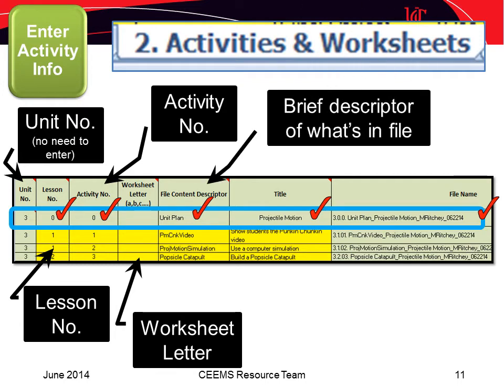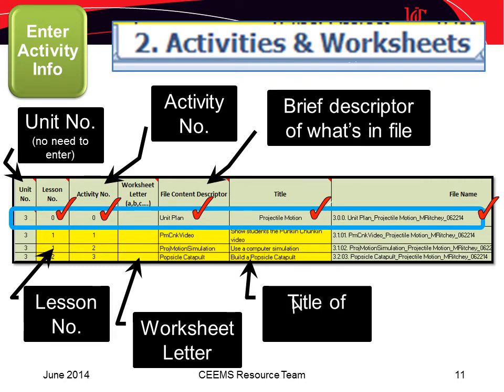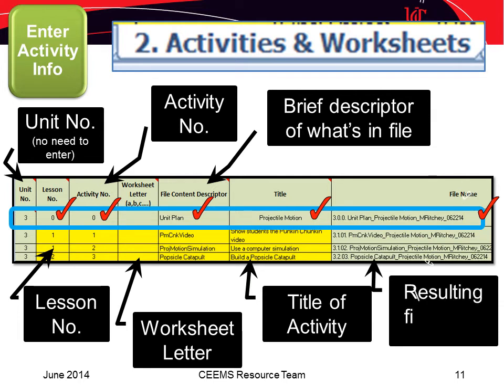In the file content descriptor column, add a very brief description of what is in the file. This should be brief as it will become part of the file name. The title column is used to input the title of the activity. Use this column to describe the contents of the file. It is not part of the file name, but will be included in the activity document that is generated. As described earlier, the last column shows the file name generated from the entered information.